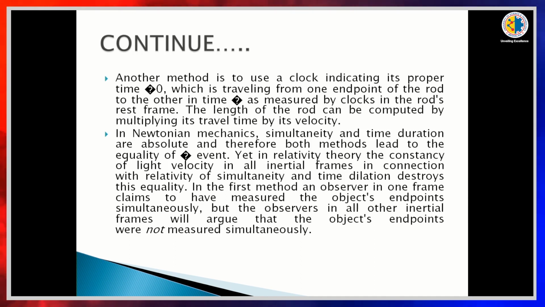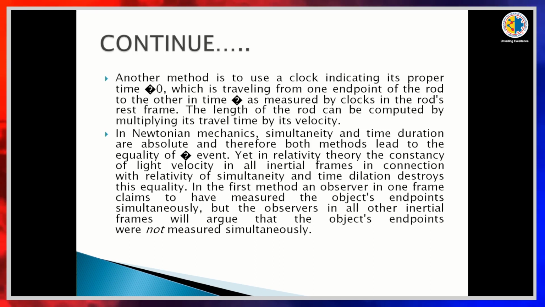So, how do we calculate this? We can explain it with the diagram. As measured by clocks in the rod's rest frame, the length of the rod can be computed by multiplying its travel time by its velocity. In Newtonian mechanics, simultaneity and time duration are absolute, and therefore both methods lead to the equality of the results.